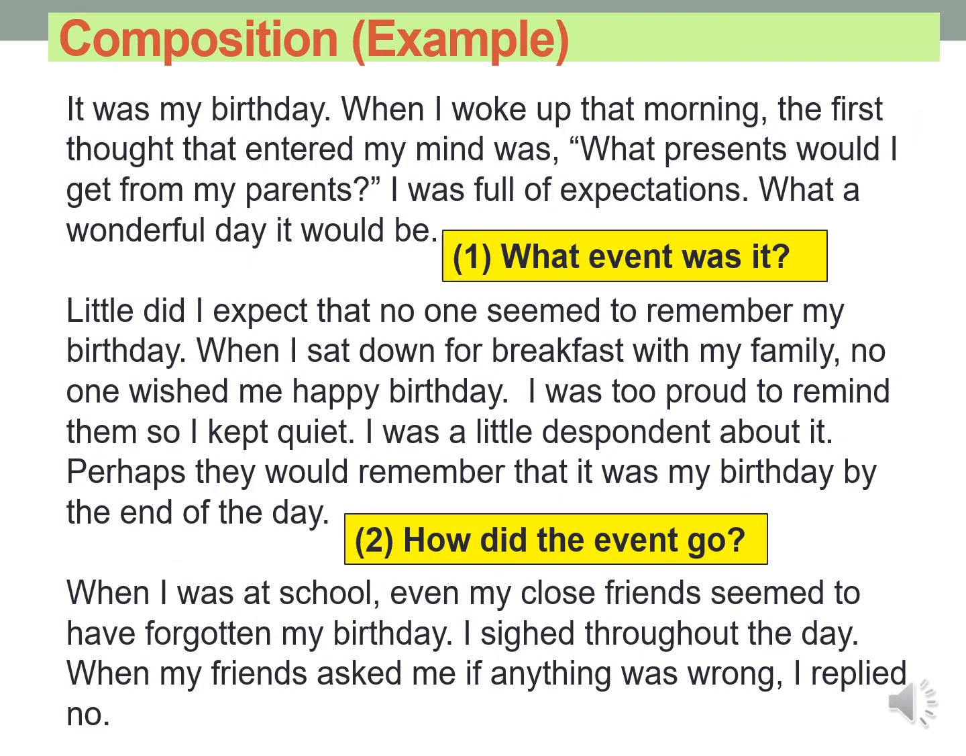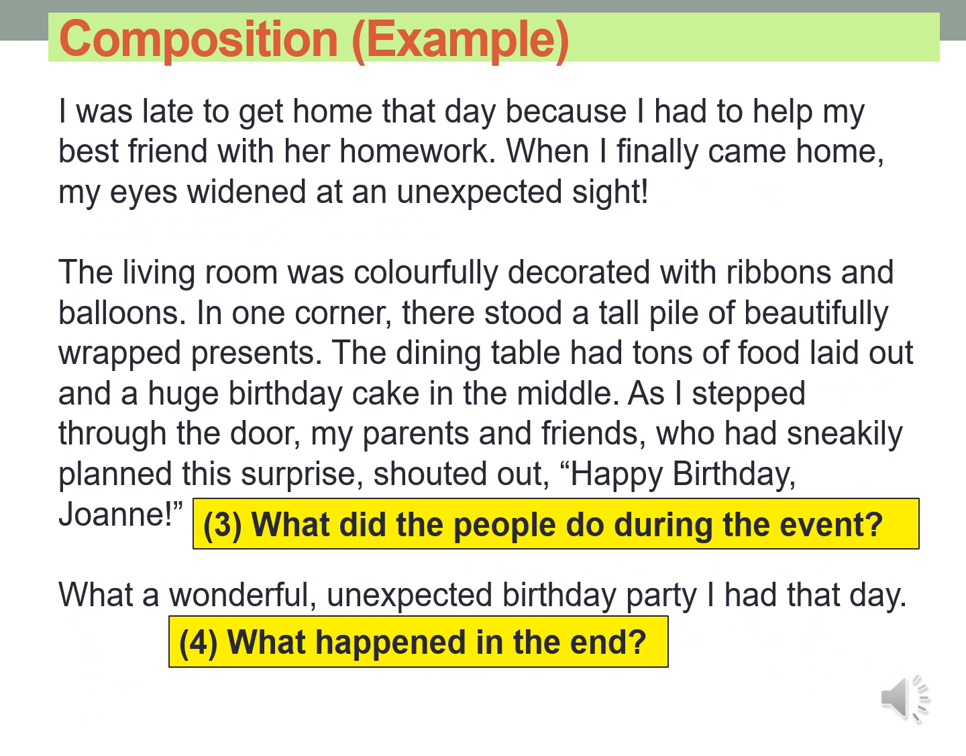The model composition here shows how it has included the points required by the question. This part shows the first 2 points, namely what event it was and how the event went. This is followed by the next 2 points on what the people did at the event and how the story ended.